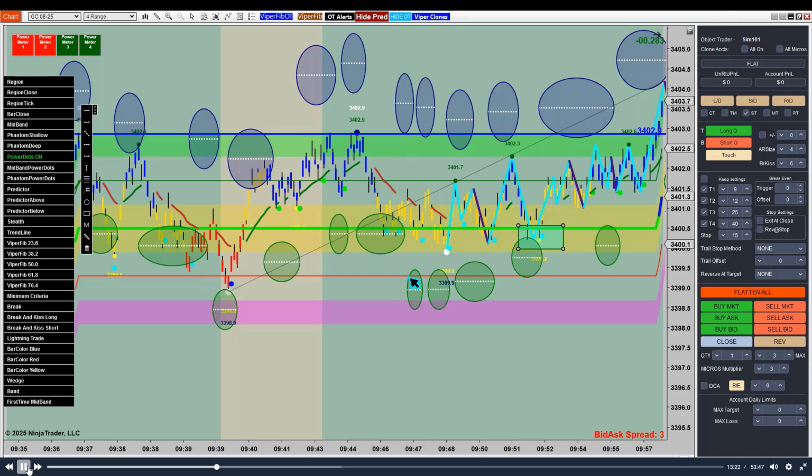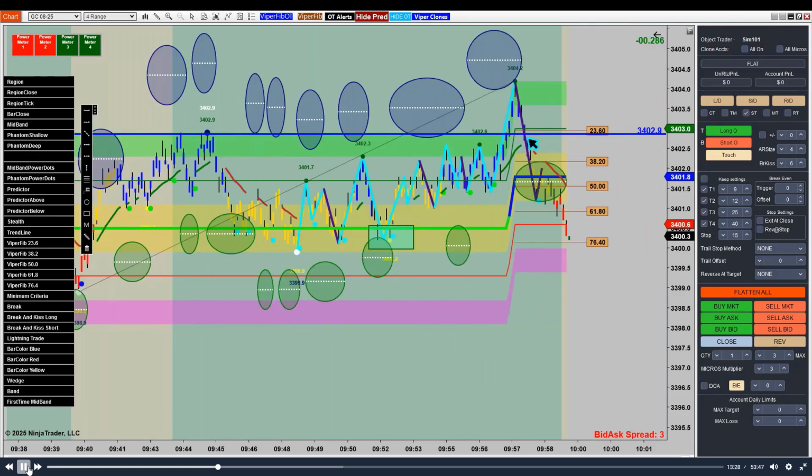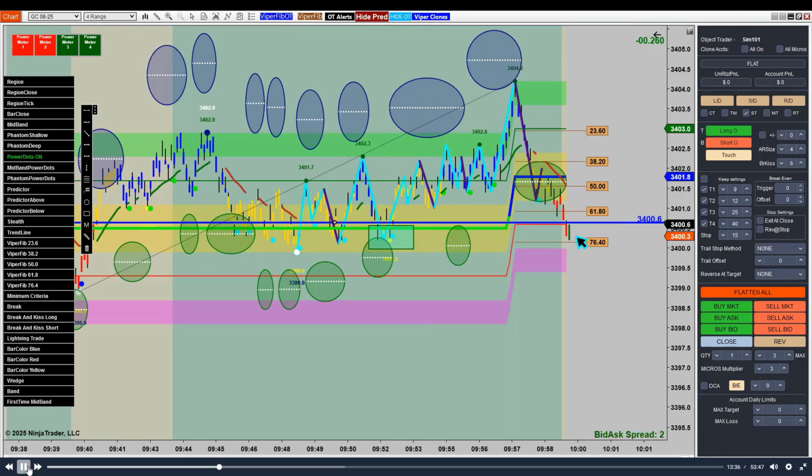Once it breaks it as resistance and then kisses it as support, that's what will happen almost every time if you're not careful. Let's say you got in right here. Would you have held it all the way back down to here? No, because this is another trade setup. This is called a phantom.